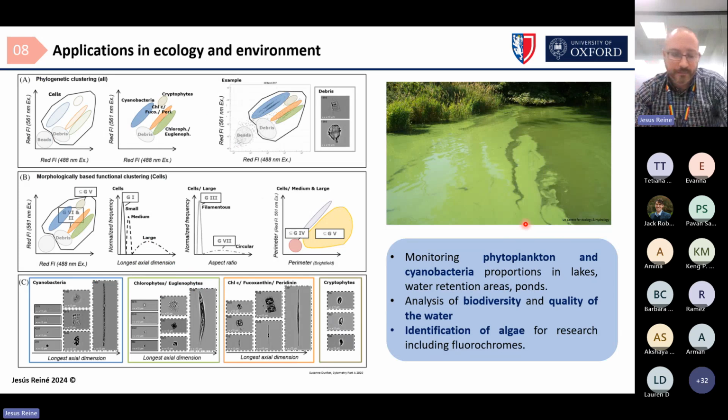Like I said before, flow cytometry can also be used in different fields like ecology or the environment. This is important because if you would like to analyze the quality of the water from a specific lake or areas where the water can be stagnant, we can analyze the ratio of the proportion of phytoplankton versus cyanobacteria. So how can we do this by flow cytometry?